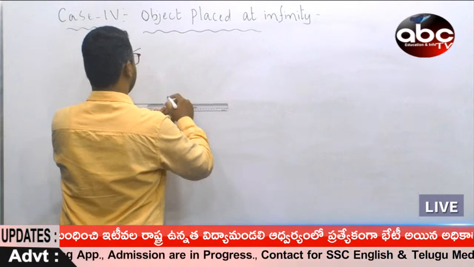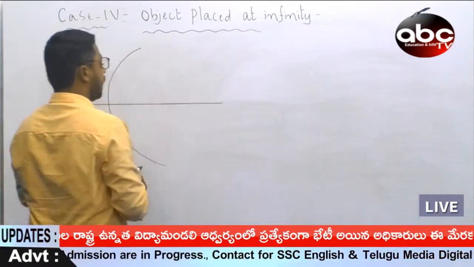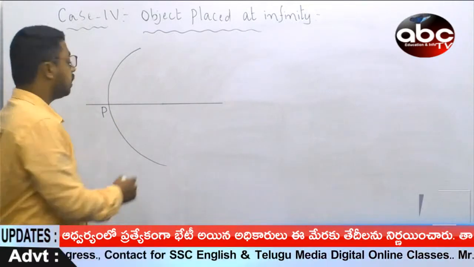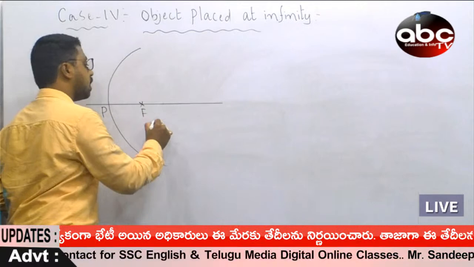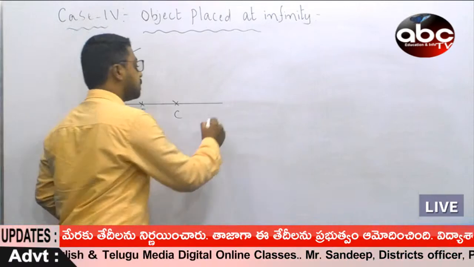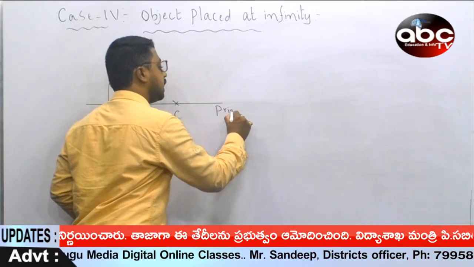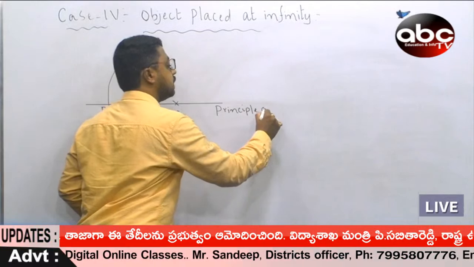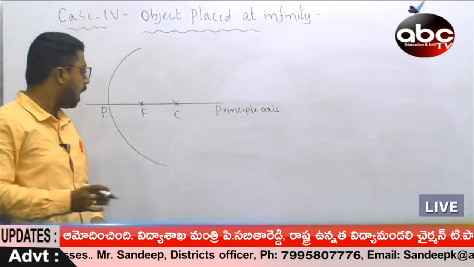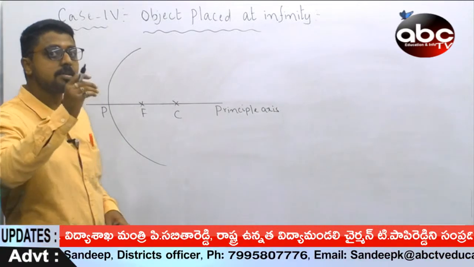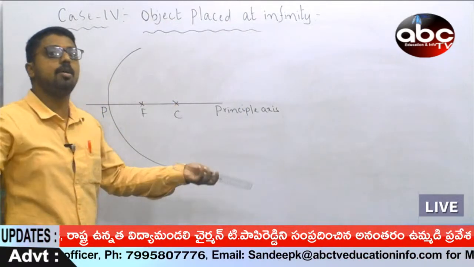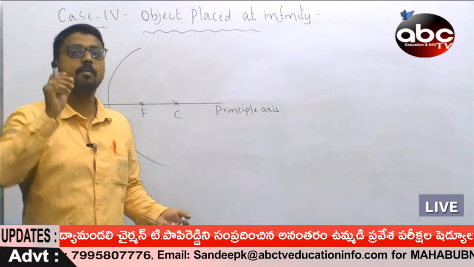Let us take the concept of a principal axis here, and of course this is a very familiar point to us. The first one is pole, second one is nothing but a focus, and the third one is nothing but a center of curvature. And of course here you people are able to see this is called as a principal axis. So let us come across this concept. See here, object is placed at infinity. We do not know. అది ఎక్కడుందో మనకు తెలియదు, but we want to see the image.